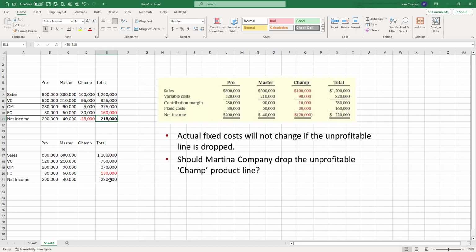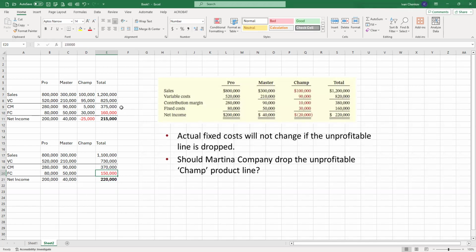If I drop them, right? If I drop the jump and my fixed cost drops down by $10,000, where's my income now? 220. Then we should drop them. I should drop them. Why?